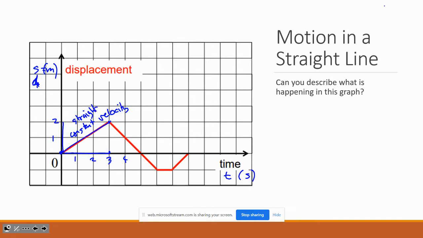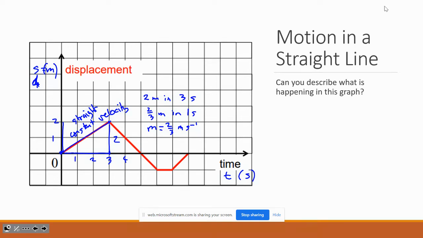So that constant velocity then, what is it? Well, we've gone 2 meters in 3 seconds. So we've gone 2/3 of a meter in 1 second. Or in other words, 2/3 meters per second. Notice that 2/3 is actually the same as the gradient. So our gradient gives us our velocity. So the gradient of our line gives us our velocity.